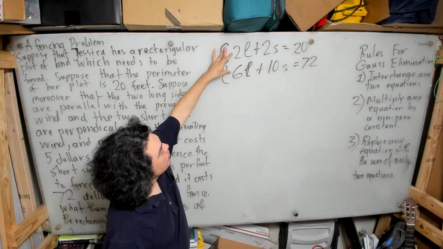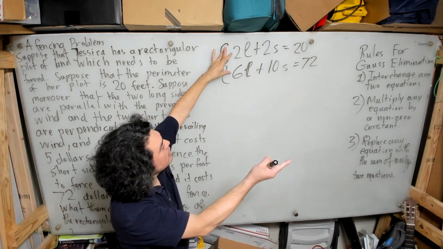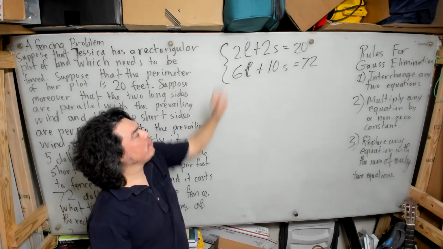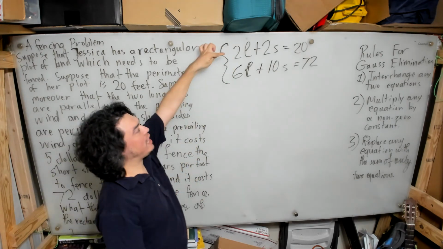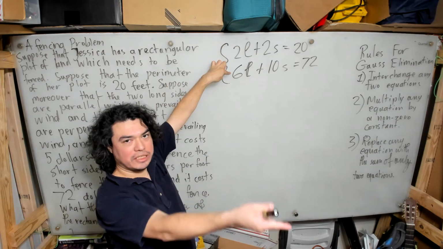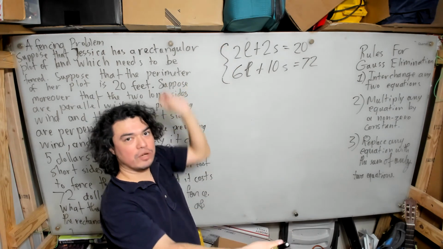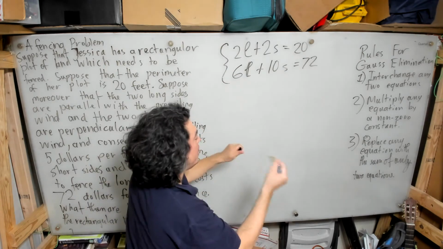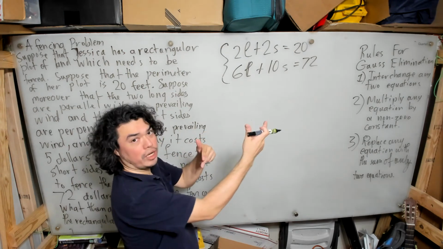So now here, using the same kind of reasoning, I can say, what if I multiply the first equation by -3? Then I'll have -6L and 6L. So in a proximate step, I'll be able to replace one of the equations by their sum and hence eliminate the L. So let's do that together.